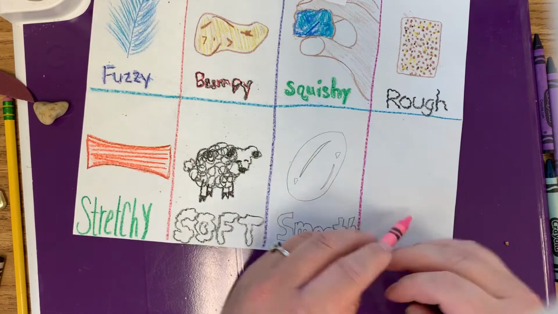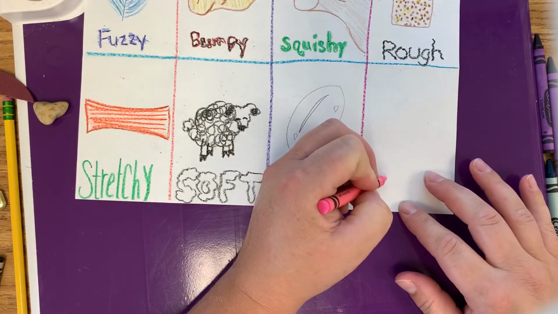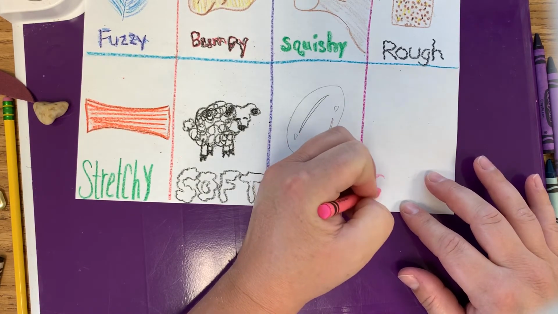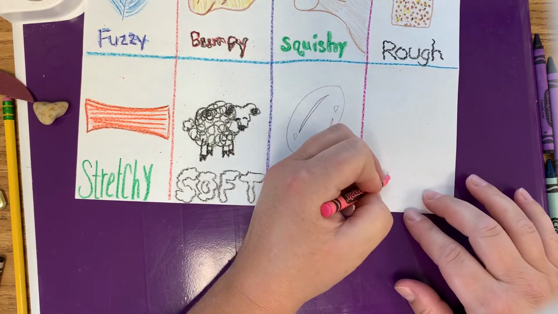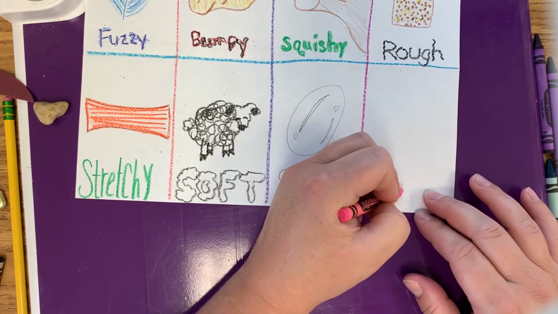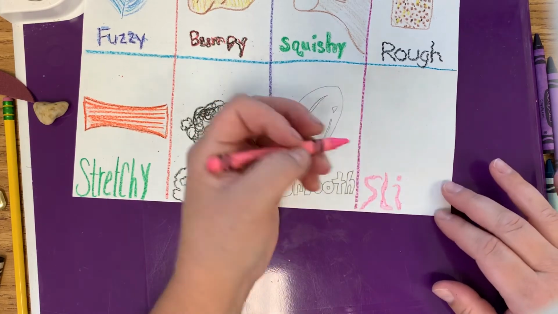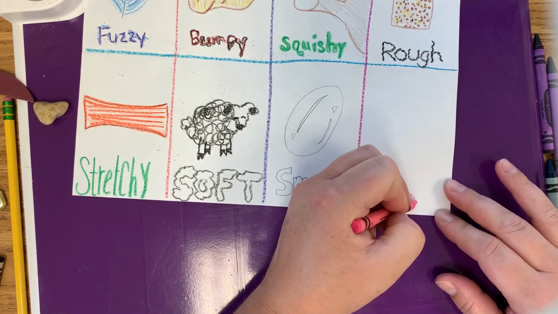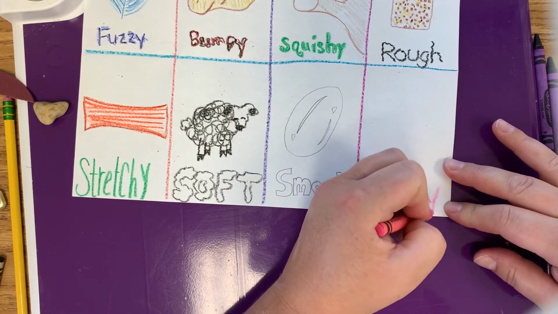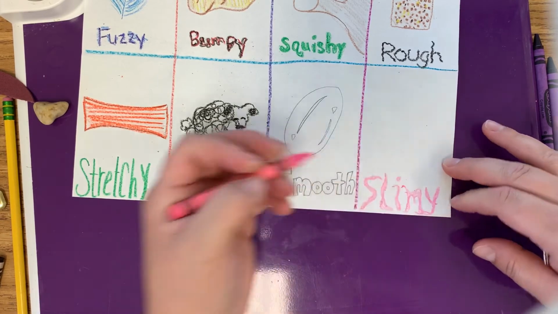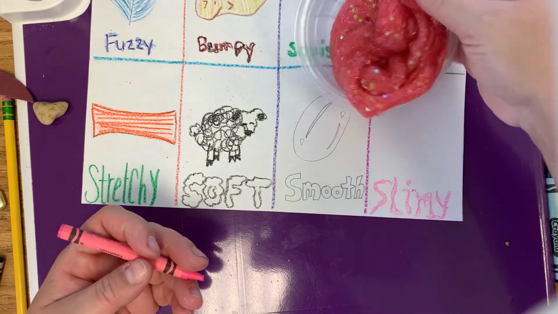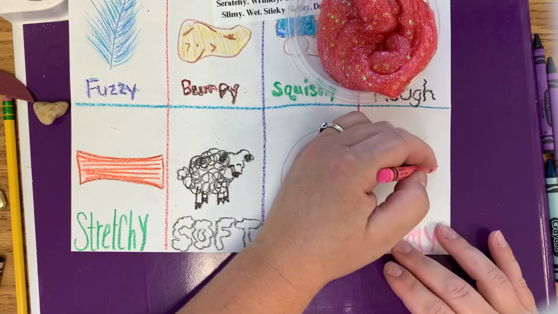Okay, what color haven't I used? I haven't used much pink, so let's do slimy. I'm going to make it sort of oozing down. I'm going to make my letters look like they're kind of oozing around. Slimy. There we go. And I have my slime. Oh yeah, I can use pink. So I'm just going to draw my slime.